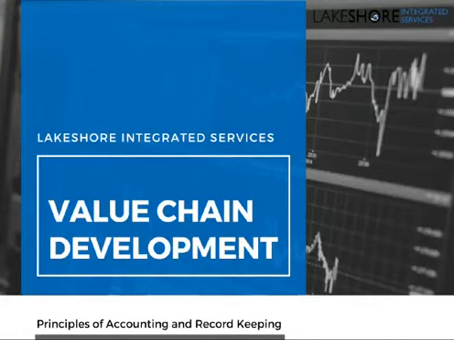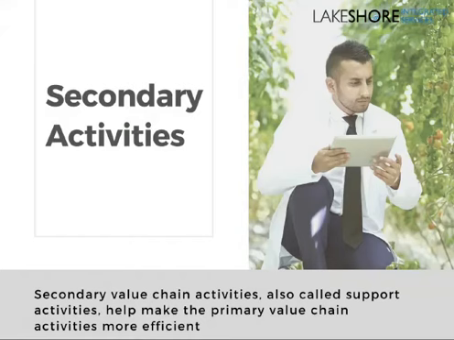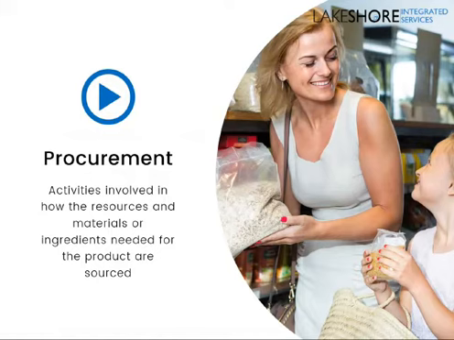In this lesson, we are going to be analyzing the secondary value chain activities. So secondary activities. Secondary value chain activities, also called support activities, help make the primary value chain activities more efficient. We have procurement. Activities involved in how the resources and materials or ingredients needed for the product are sourced.